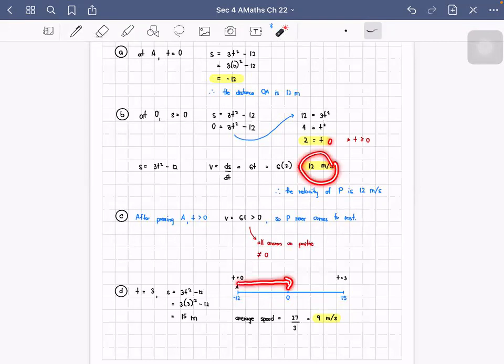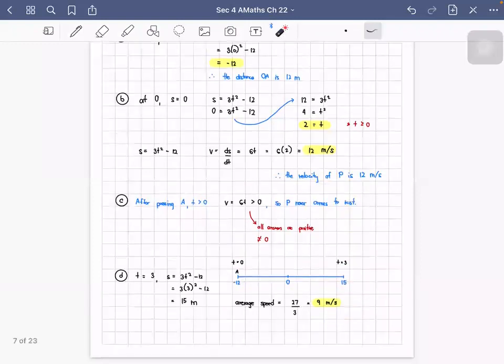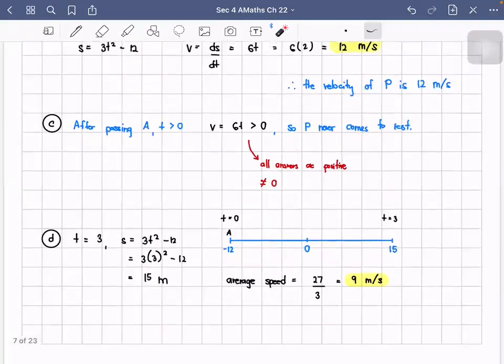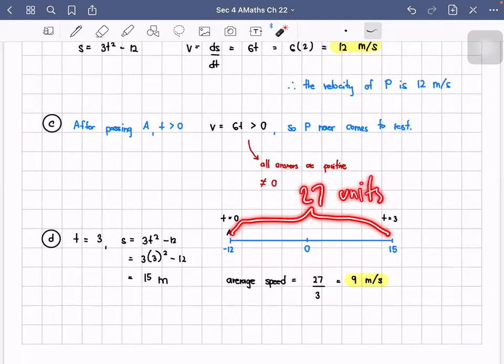So this is the velocity. And then for letter D, after 3 seconds, it came here, 15 meters away from its starting point, right? So to get the average speed, this is the total distance. So here to here, you have 27 units. All right, so that's 27 units.